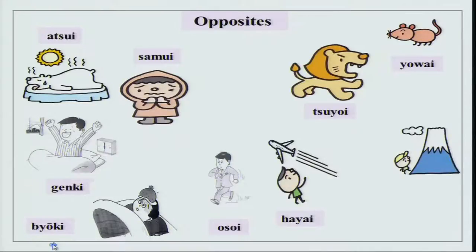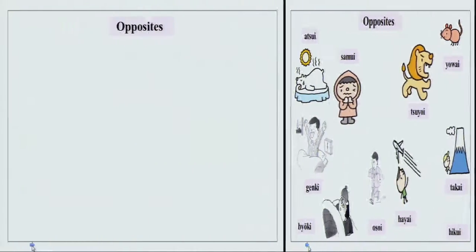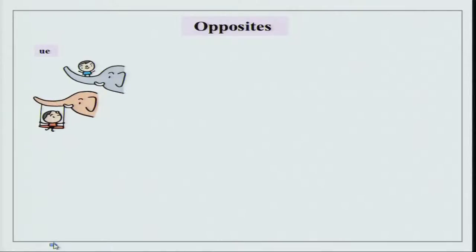Then we have this mountain, as it is Japan, it could be Fujisan, which is takai. Let us see what it is. Takai. And then the opposite of takai is hikui. As you can see from here, the size of this person and the size of the mountain. So, takai and hikui. Now then, we have more opposites for you. Well, this is an elephant and someone sitting on top is ue. And then we have another elephant, someone hanging from there, swinging under the trunk is shita, as we all did here in class.